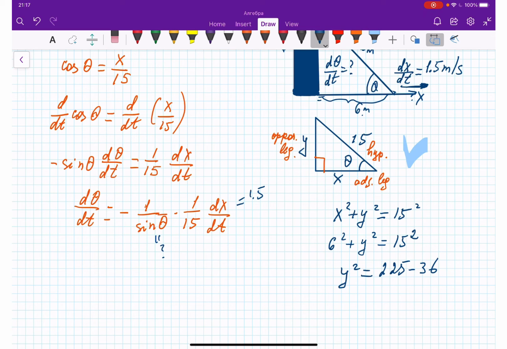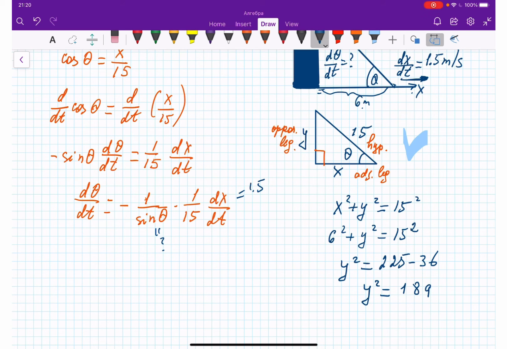It's going to be how much? Y squared is equal 15 minus 6 is 9, 11 minus 3 is 8, and we are getting 189. Hence, the y is going to be equal 13.75.